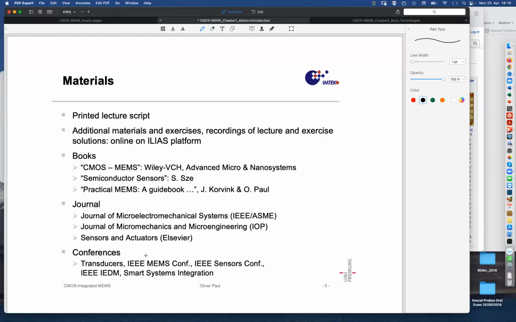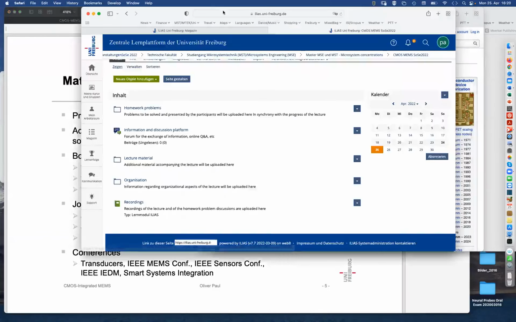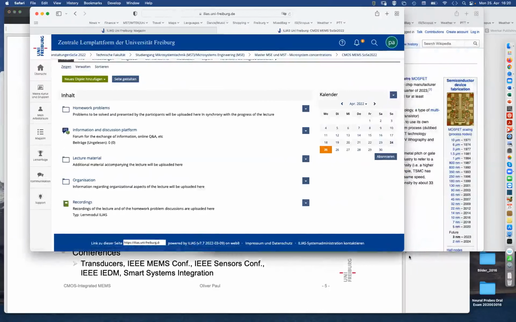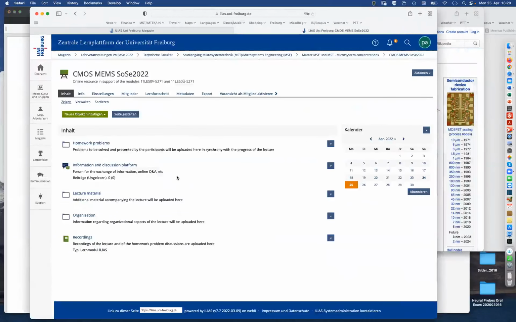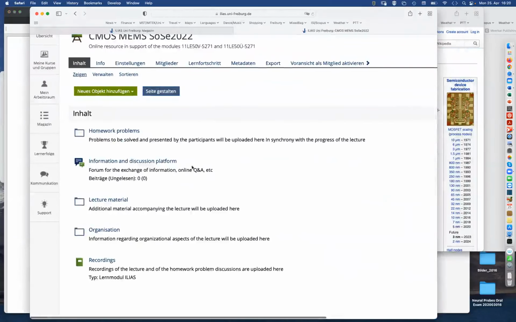I will sometimes bring additional material, and of course I will give you exercises. I will tell you when those are available, and they will be available on the Ilias page. So let me see, Ilias is shown here. What do we have? You probably have seen that we have a folder for homework problems.